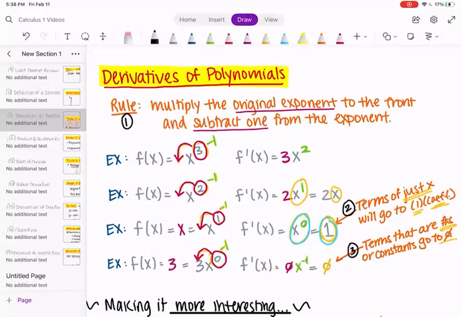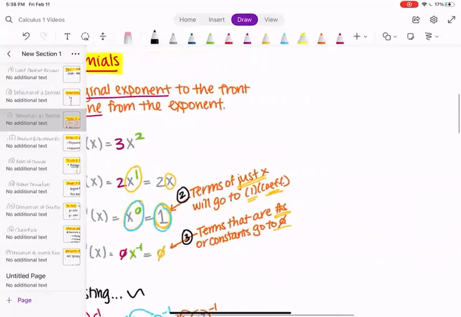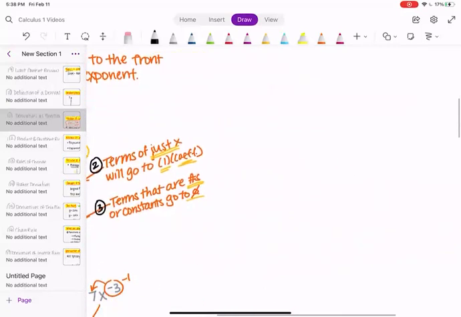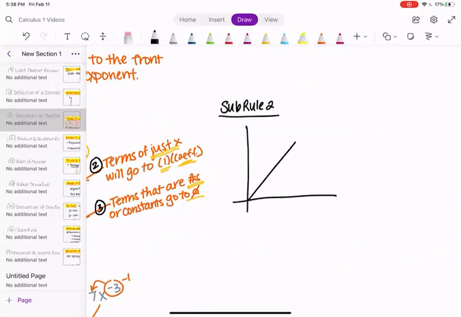And I want to go into logically explaining these two. So if I'm looking at sub rule 2, and I wanted to find the derivative of y equals 3x, that's what this function is.